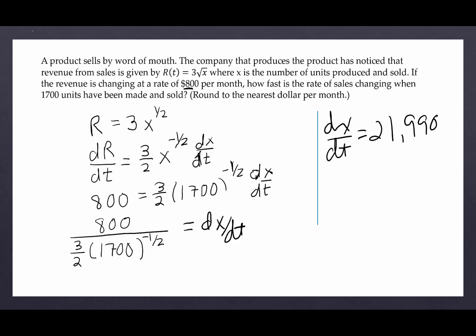All right, what does that tell us? What is our interpretation? It says if we want to continue having our revenue change at a rate of $800 per month, then we're going to have to continue making more and more items. So if we're currently making 1,700 units, we're going to have to increase that by 21,990 to keep track with this raising revenue that we're hoping to get.